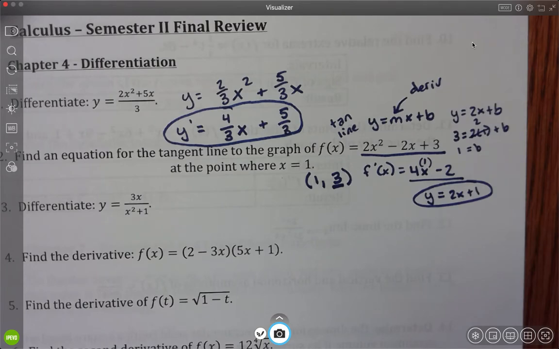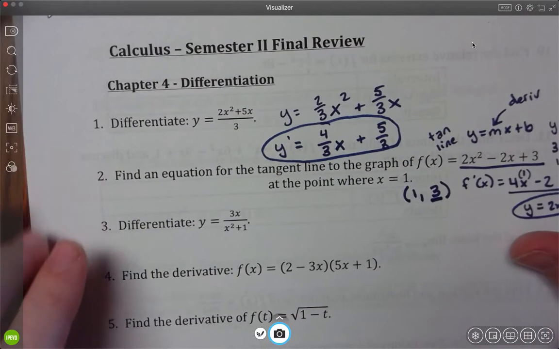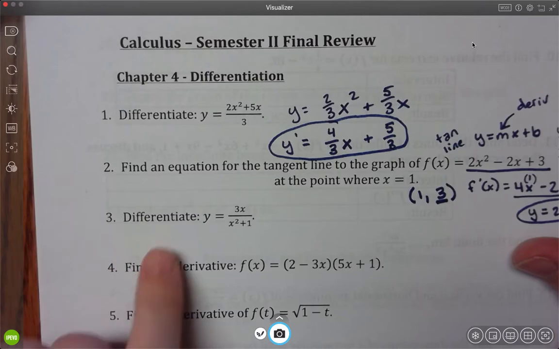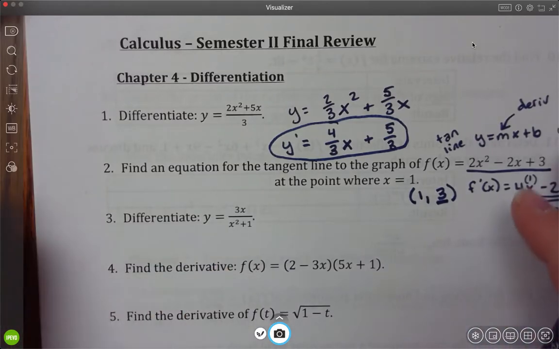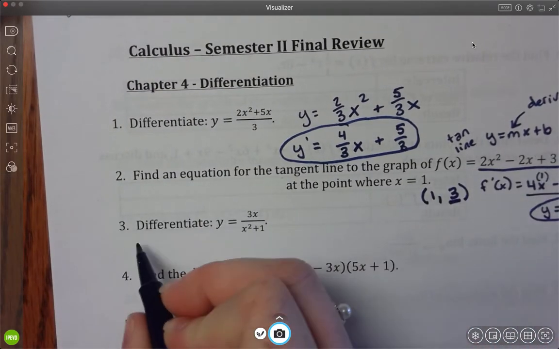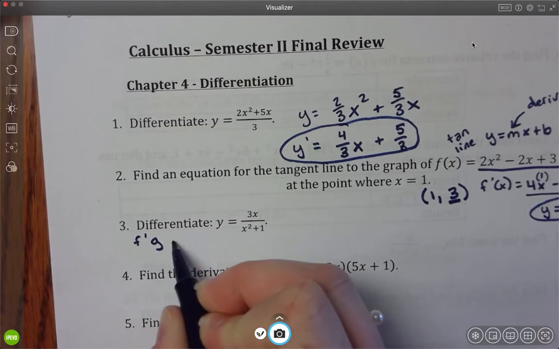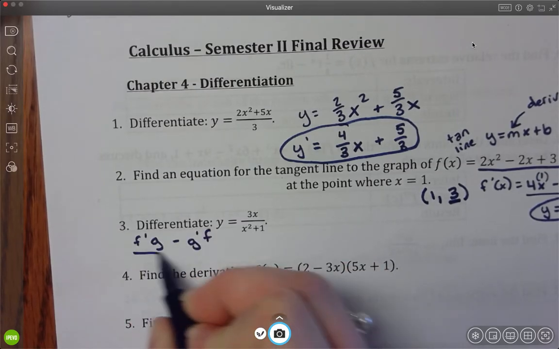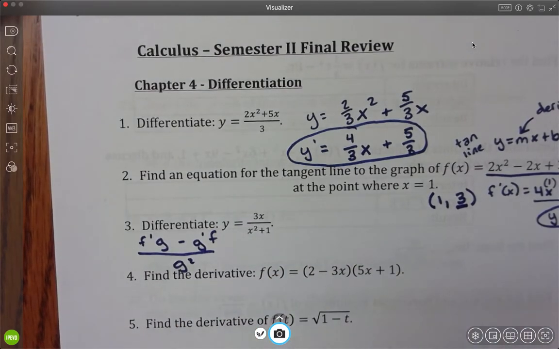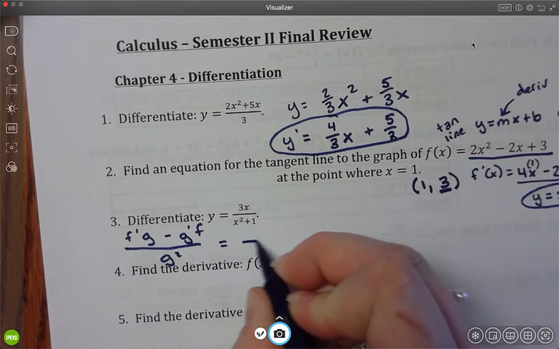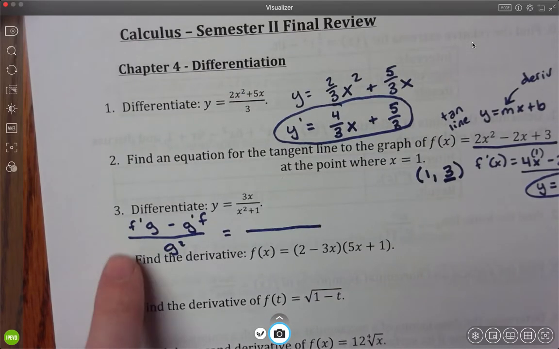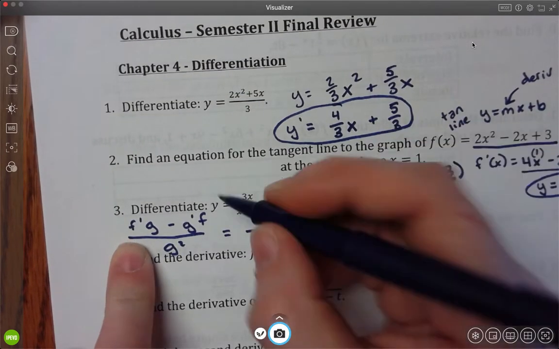All right. Number 3. What rule are we going to have to use when we're trying to find the derivative of this? That is a fraction, or it's a quotient. So we're going to have to use the quotient rule. Quotient rule says f prime g minus g prime f all over g squared. And we're not going to simplify too terribly much. I don't want to completely kill our brains trying to find the derivative. So f is going to be the top, g is going to be the bottom.